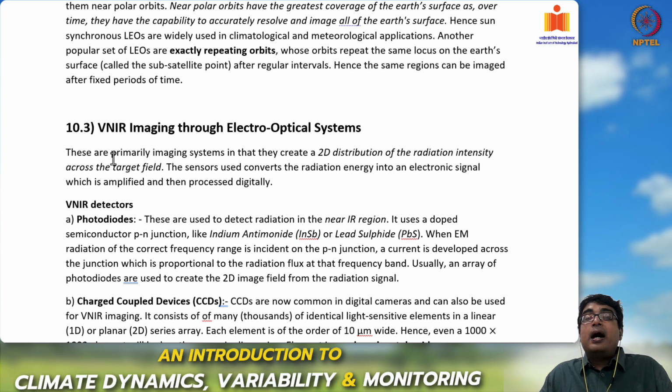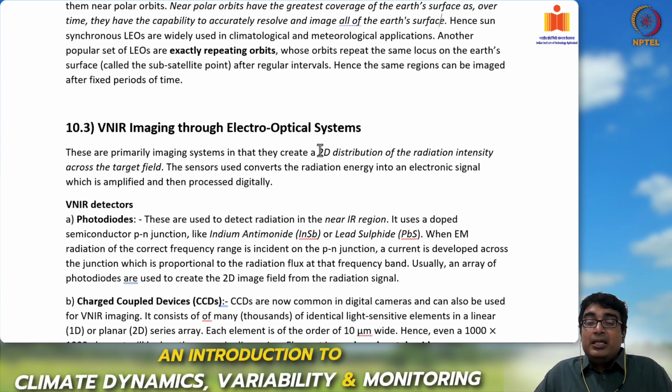Now, the detection system is an electro-optical system, and we will discuss what they are as we go along. These are primarily imaging systems in that they create a 2D distribution of the radiation intensity across the target field. So they create an image of the radiation intensity across the target field. In that sense, it's kind of like a photograph. It creates a radiation intensity map.